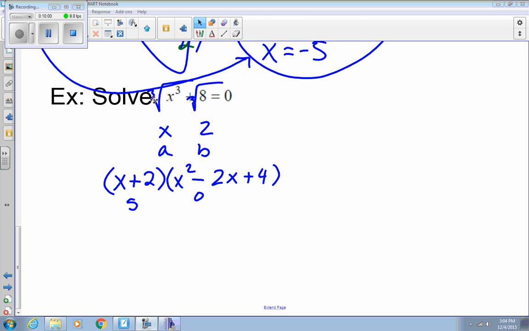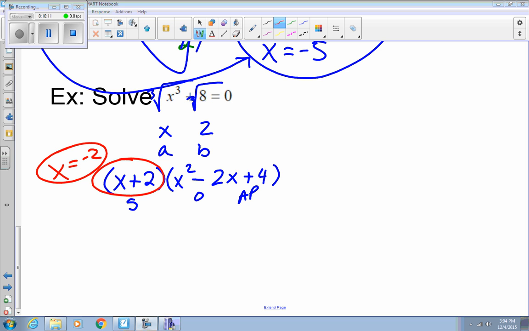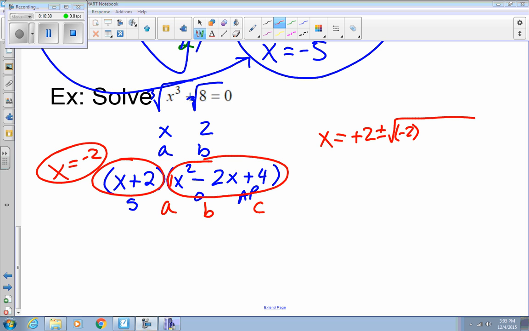Okay, and that's always positive. So from x plus 2, mathematically the solution is -2. The solution from x squared minus 2x plus 4, that's where we need to use the quadratic formula. So 1 is A, -2 is B, and 4 is C, so let's use that. Opposite of B is positive 2 plus or minus the square root, -2 squared minus 4 times A times C.